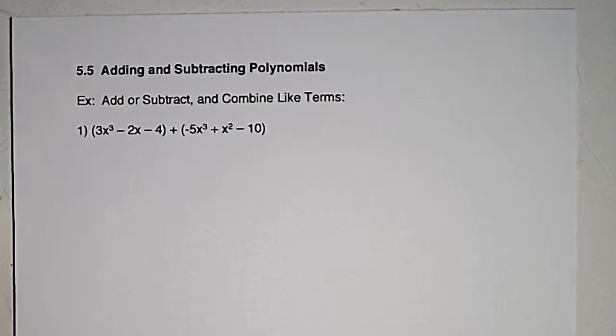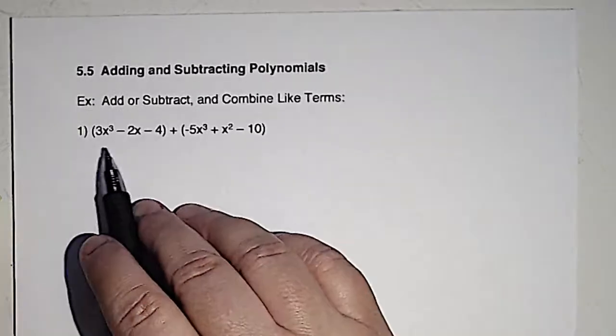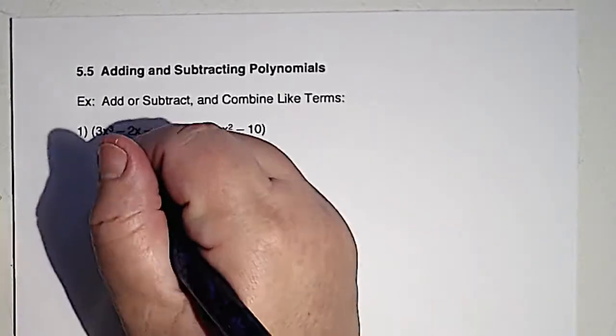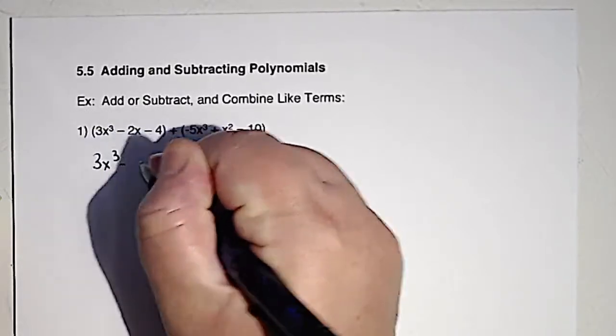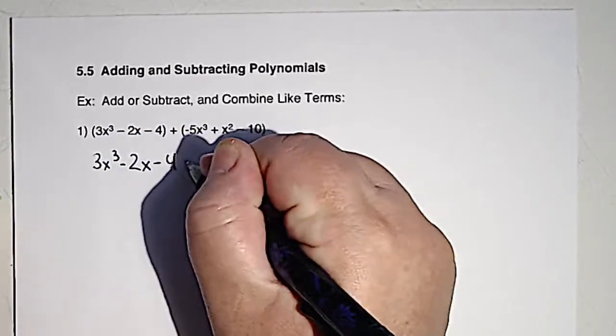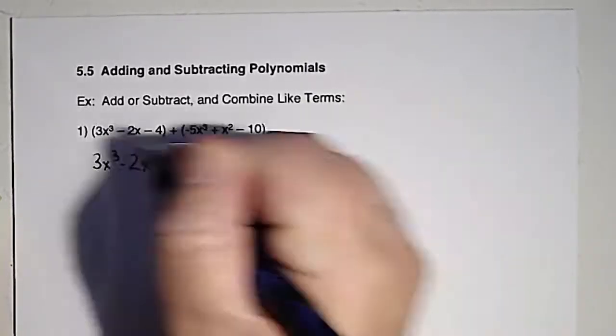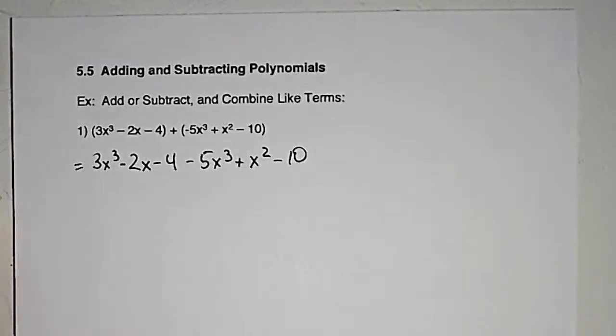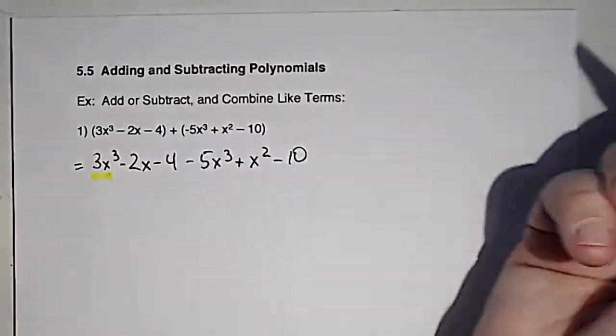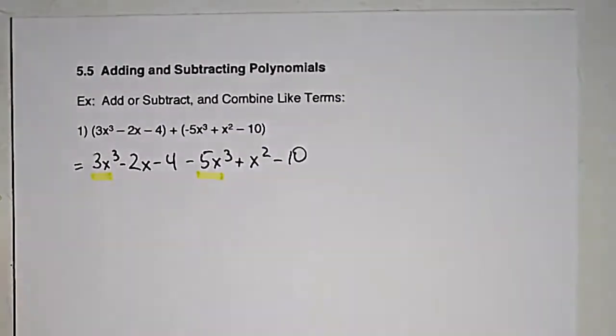So the way we're going to approach this is exactly the way we were before. If we are asked to add two polynomials, then all we need to do is write out all the terms of the two polynomials. We don't have to change anything if we're adding. And then we need to identify the like terms. For example, I see a 3x cubed here and a 5x cubed here. So those are going to be like terms.